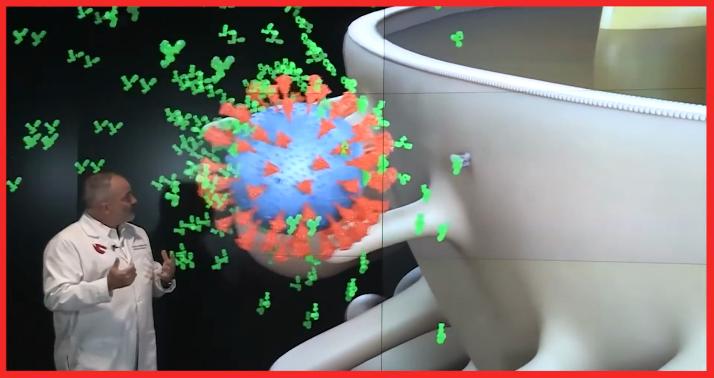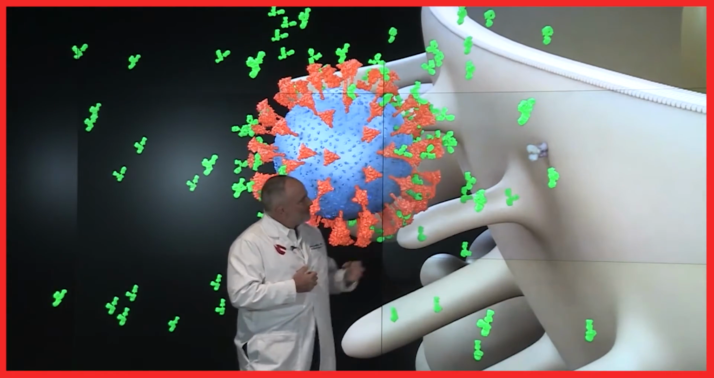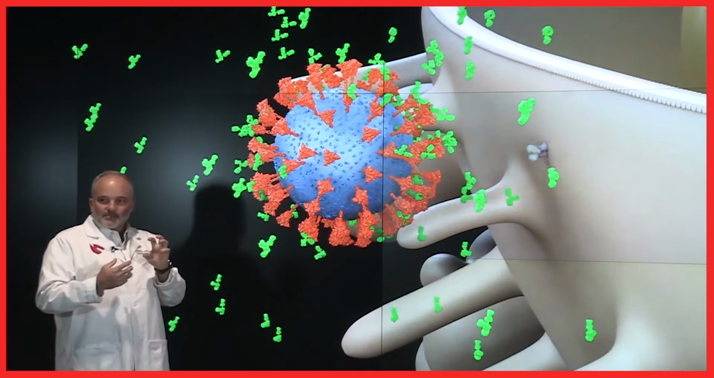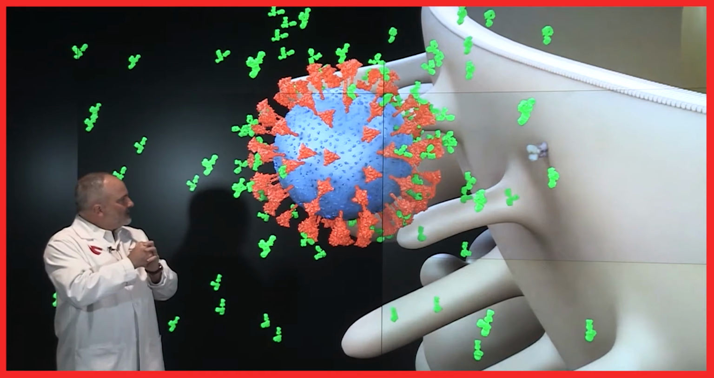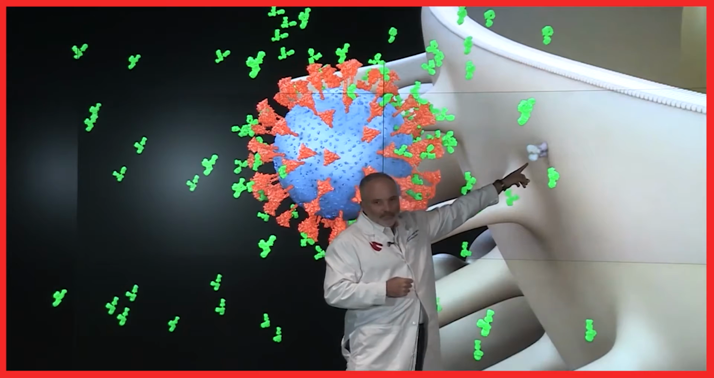Now, a way to prevent the virus from gaining entry are these things, which are antibodies, right? So those antibodies also target that spike protein, and they bind to the spike protein and block its ability to bind to the cell receptor.